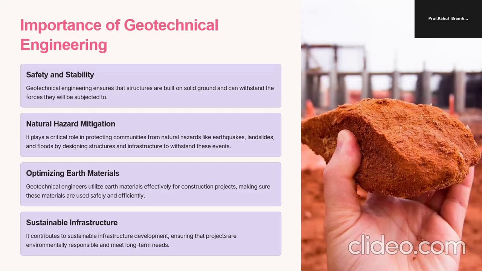The next one is optimizing earth material. Geotechnical engineers utilize earth material effectively for construction projects and make sure these materials are used safely and effectively. It means in geotechnical engineering, earth materials like soil and rocks are used effectively to construct safe construction. The next one is sustainable infrastructure.